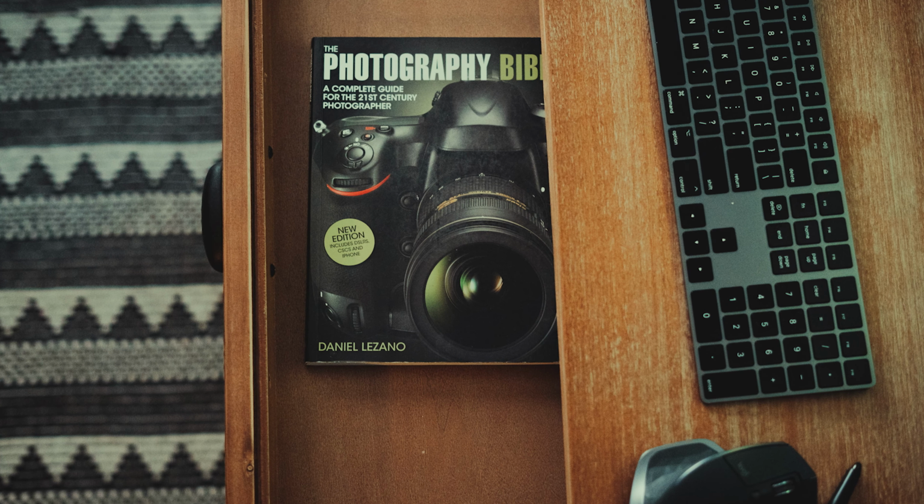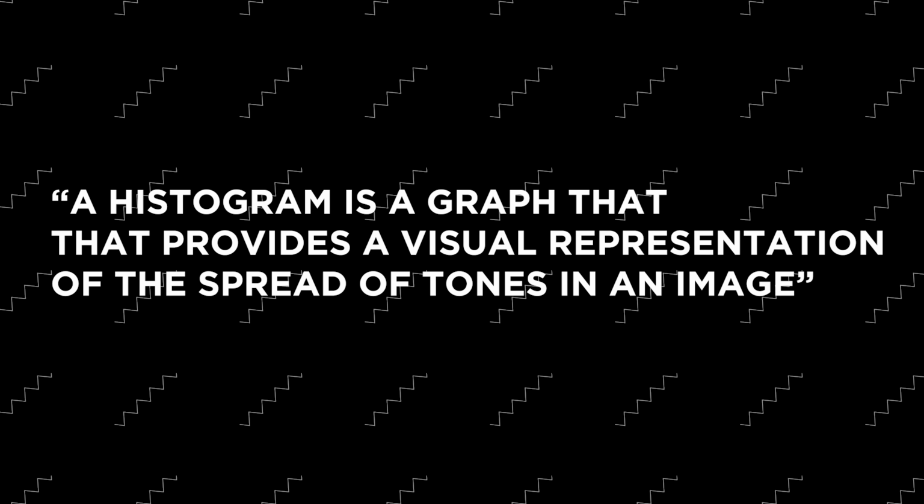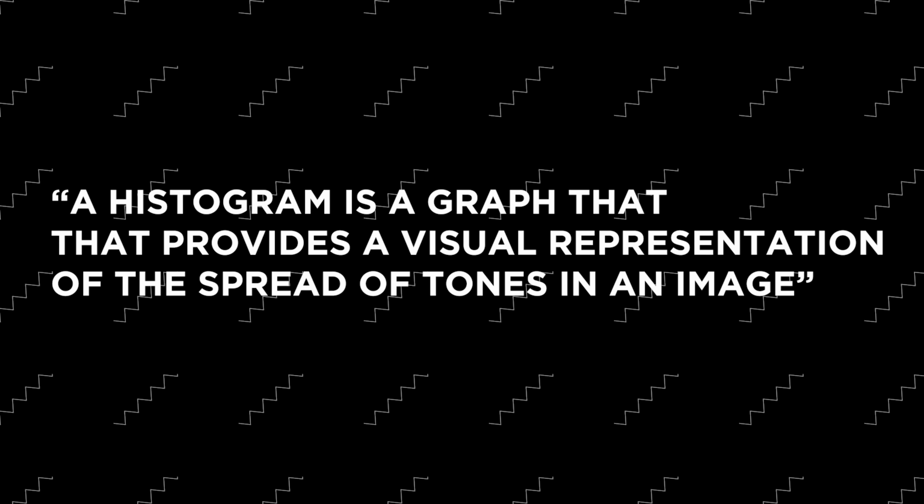Daniel Lozano wrote a book called The Photography Bible, and I feel like he words it best. A histogram is a graph that provides a visual representation of the spread of tones in an image, from the shadows on the left to the highlights on the right.